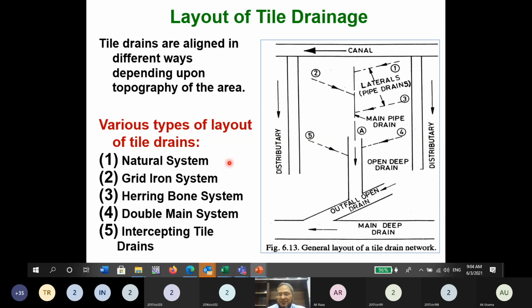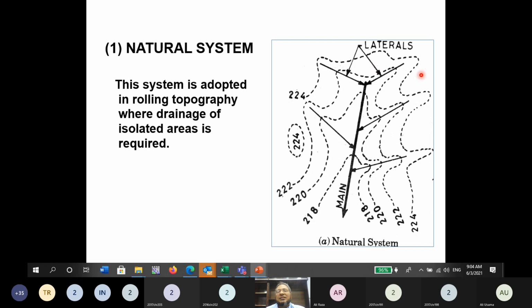Number one is the natural system. Let us discuss this natural system. If you see these dotted lines in the area, what are they? Contours, sir. Contours. These are the contours. So what do these contours show, where you find such types of curves? These types of curves either show the peaks in the area or valleys in the area.